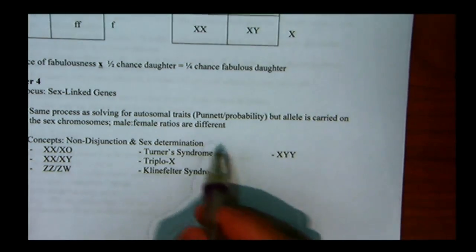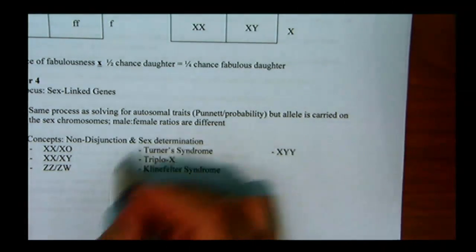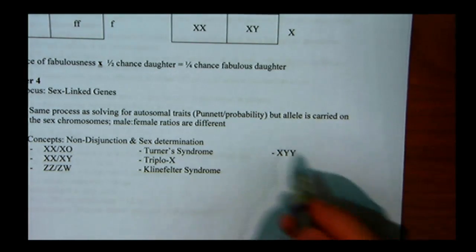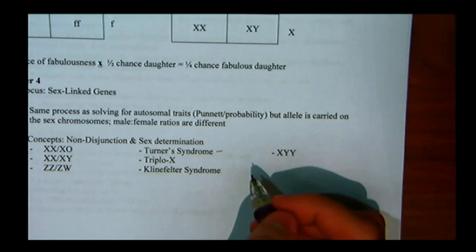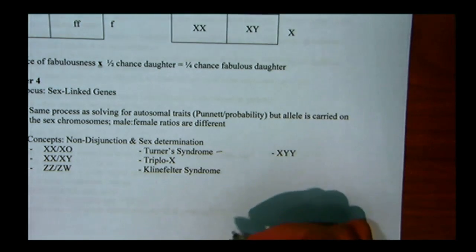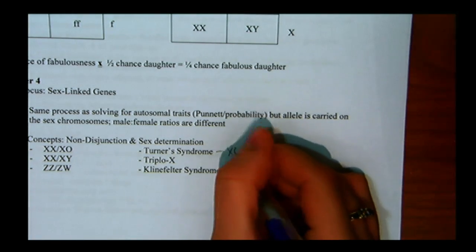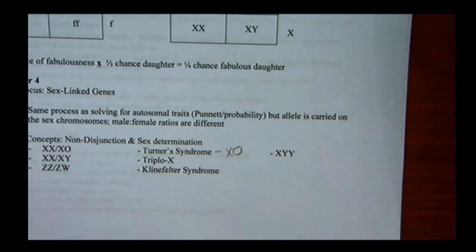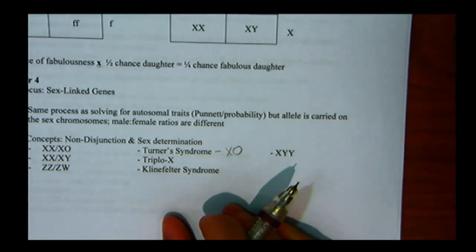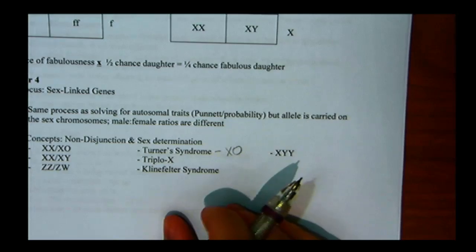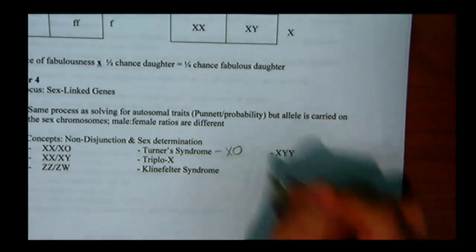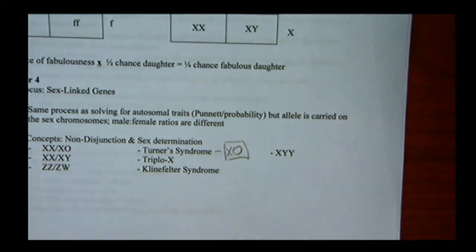Triplo X, self-explanatory, 3 X's. They're usually sterile, I believe, and they're usually, I think, larger than average women. XYY, that's going to be your super males. So those are the ones that are more aggressive, larger than average males. And your Klinefelter syndrome, I believe that is phenotypically male.